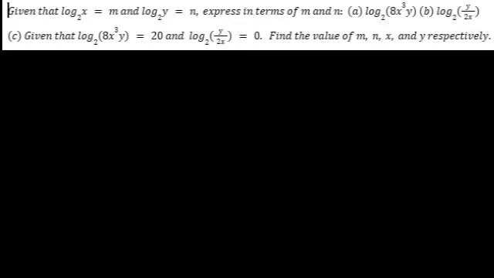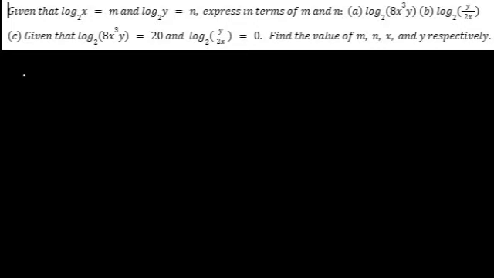Now let's go over this problem. Given that log of x to a base of 2 is equal to m, and log of y to a base of 2 is equal to n, express in terms of m and n. Option A, the log of 8 multiplied by x to the power of 3 multiplied by y, all to the base of 2. So let's begin by dealing with this problem one after the other before we proceed to the next.